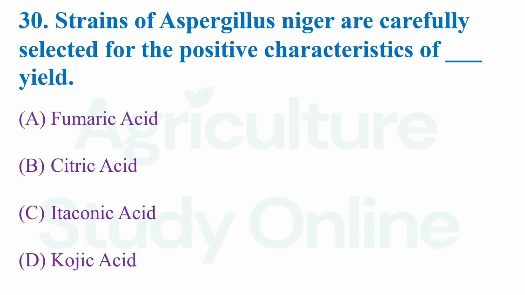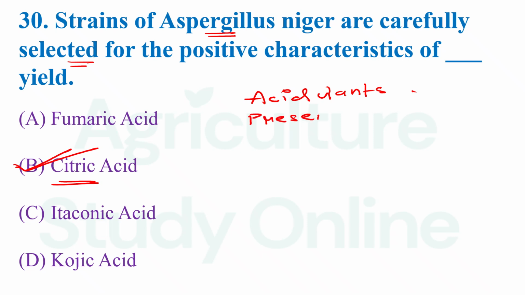Question number 30. Strains of Aspergillus niger are carefully selected for the positive characteristics of dash yield. Aspergillus niger is widely used in industrial fermentation, and it is specially selected and optimized for high yield production of citric acid. Because it produces a large amount of citric acid from the sugars, it can be used in food industries as an acidulant, as a preservative, and as a flavor enhancer.